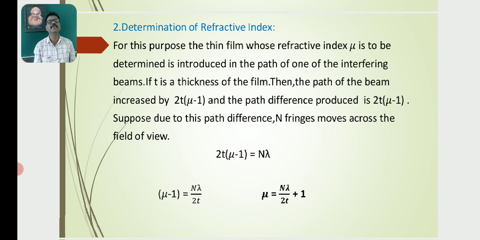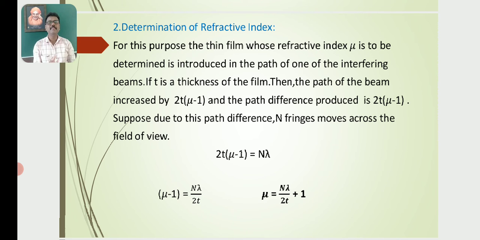So for this purpose, the thin film whose refractive index is to be determined is introduced in the path of one of the interfering beams. If t is the thickness of the film, which can be determined with the help of a screw gauge, then the path of the beam is increased by 2t into (mu minus 1), the so-called optical path. So 2t into (mu minus 1) is the path difference between the waves.